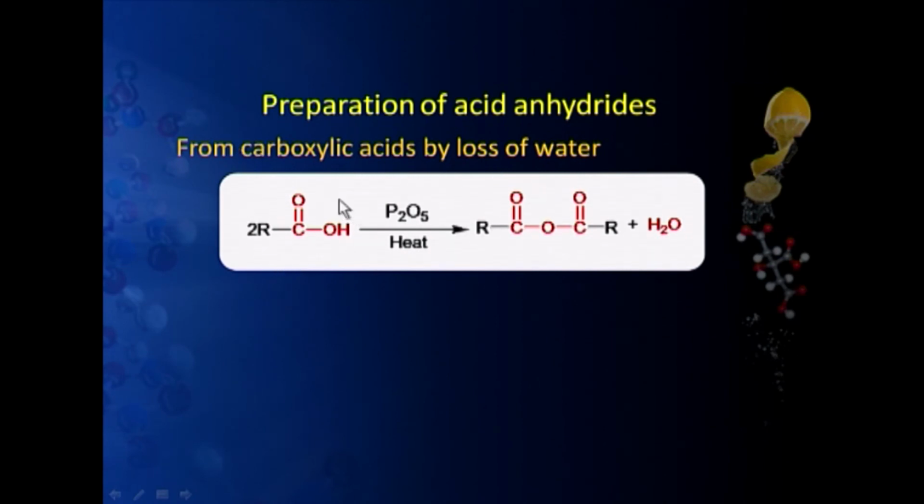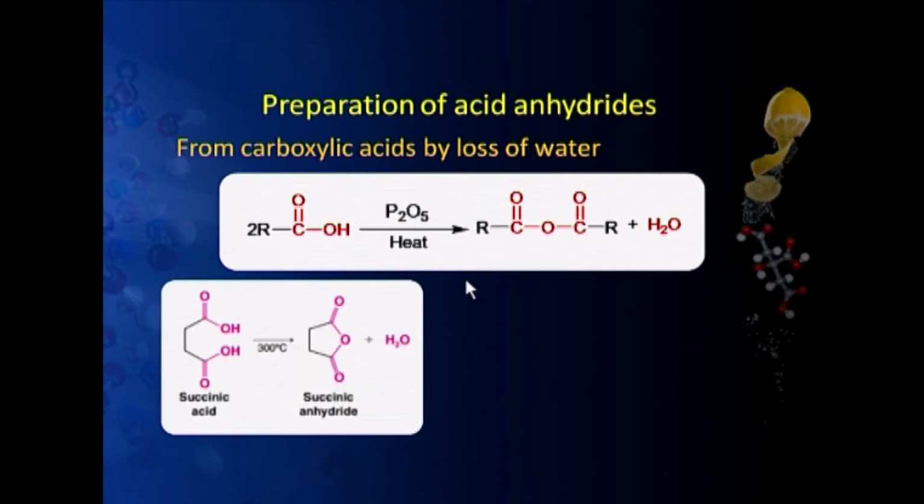Two molecules of acids, if they react with a loss of a water molecule, we will get the corresponding anhydride, and this loss of water molecule is assisted by dehydrating agents like P2O5. Some dicarboxylic acids like succinic acid, even on simple heating at high temperature of about 300 degrees Celsius, lose a water molecule. We do not need any dehydrating agent. So, succinic acid gives succinic anhydride.